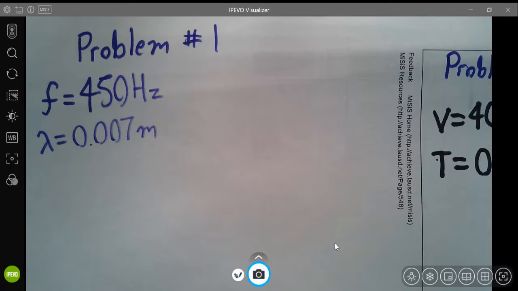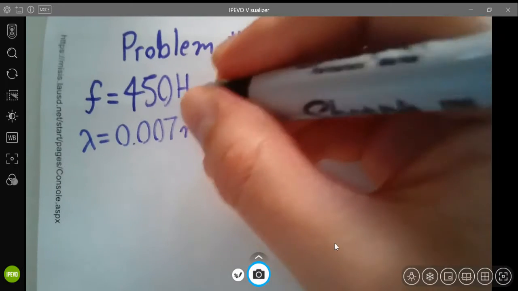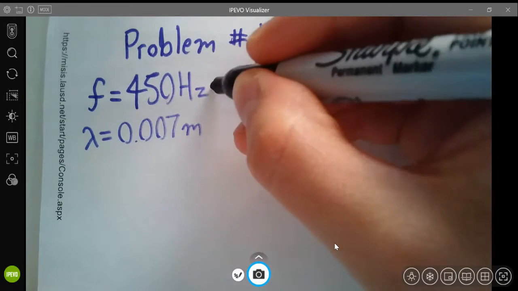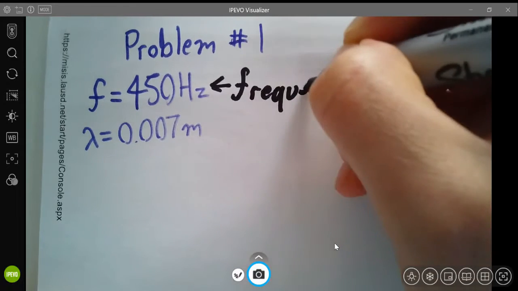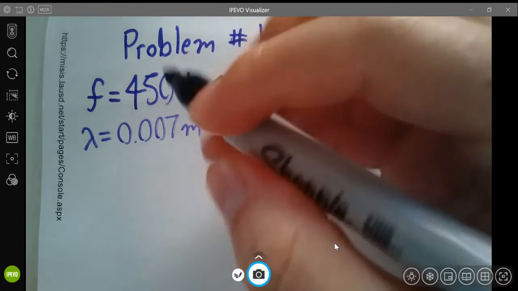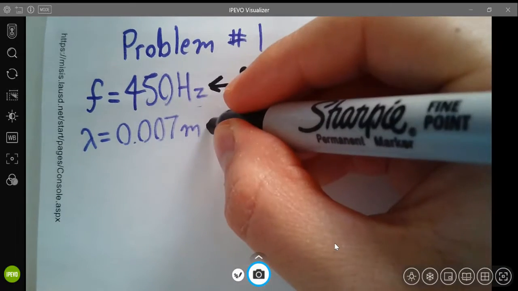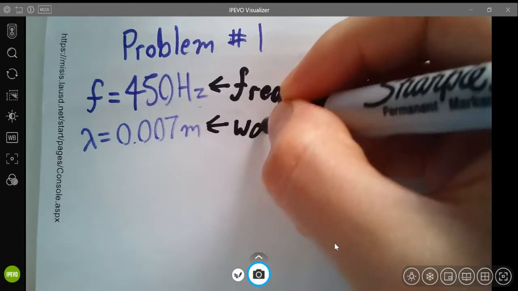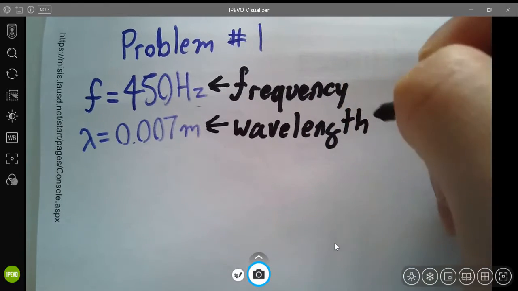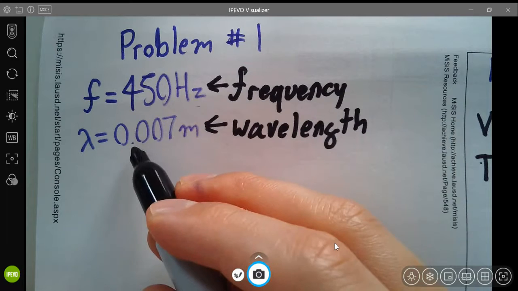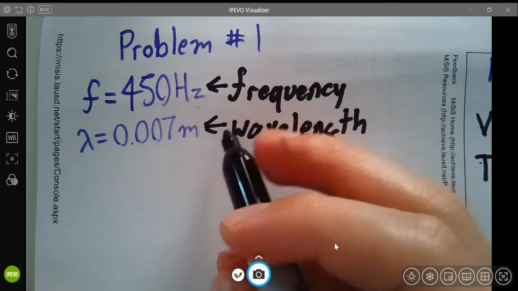Equation. Let's go ahead and apply it to some of the physics problems you may encounter. Let's say that you have a situation like this. You have a wave that's traveling at a frequency. I'm going to just label this. So this is frequency of 450 hertz, okay? And its wavelength is 0.007 meters, okay?